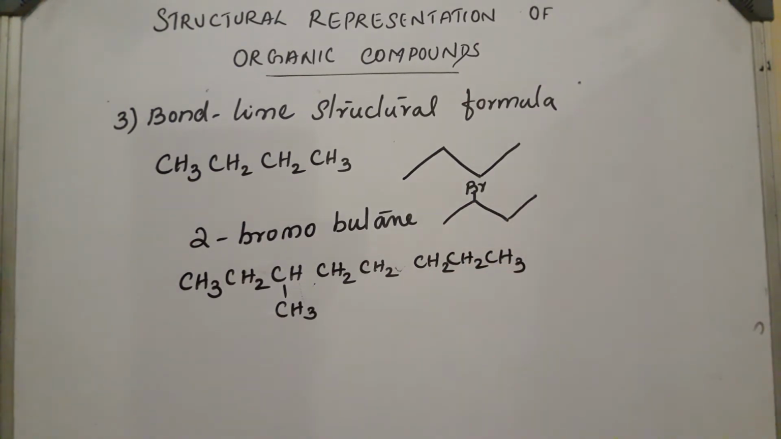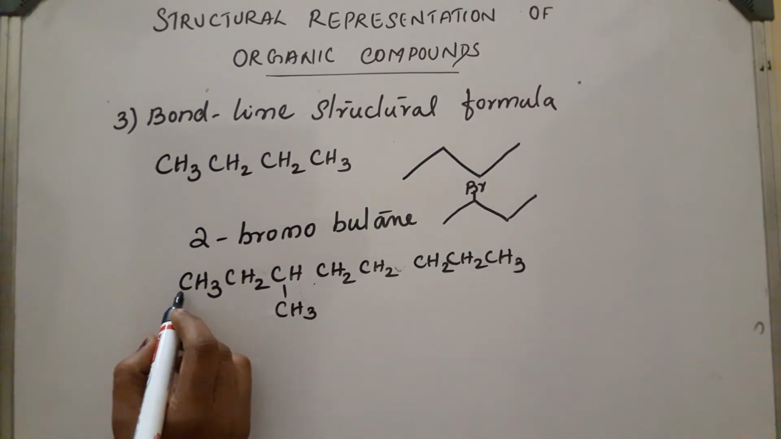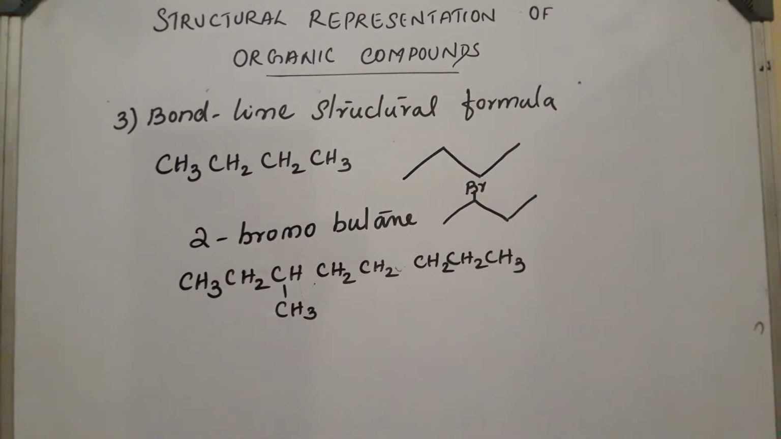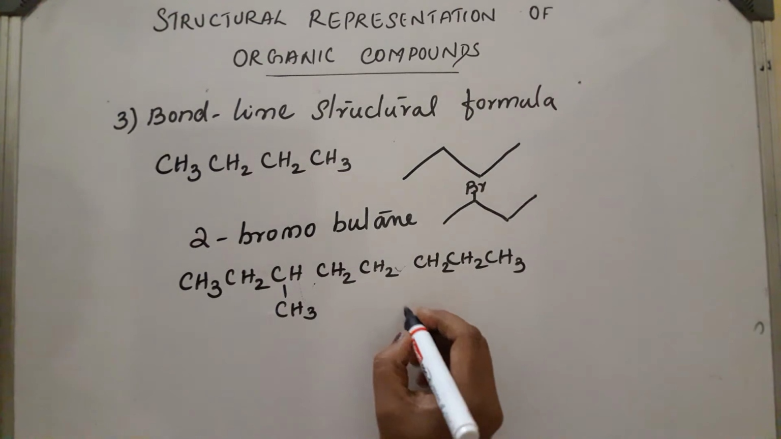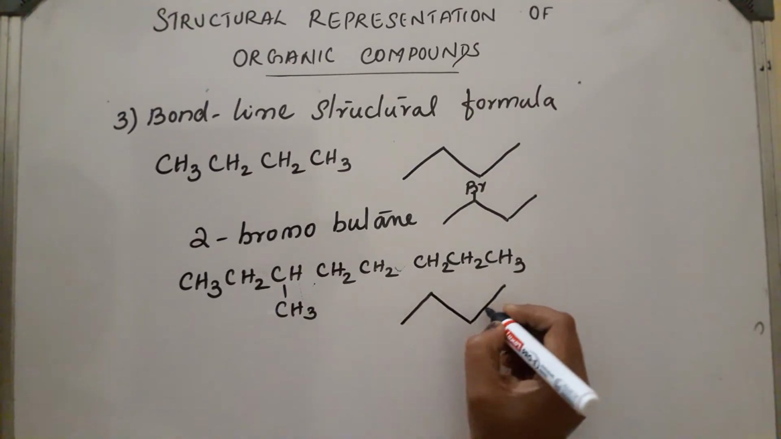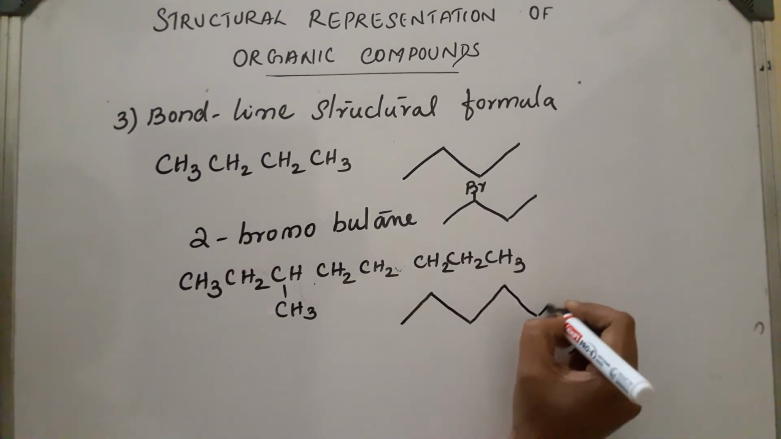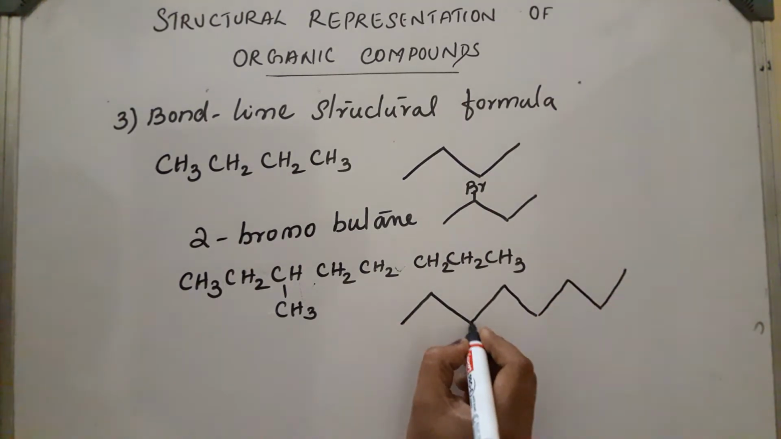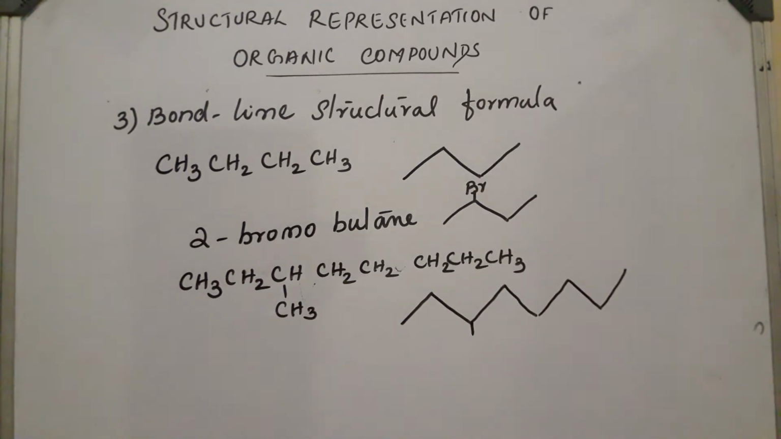Take this example. How can we draw the bond line structural formula of this compound? We know that there are 8 carbon atoms: 1, 2, 3, 4, 5, 6, 7, 8. 8 carbon atoms with a CH3 group in the third position. So, the bond line structural formula will be like this. At the third position there will be a CH3. This will be the structural formula.